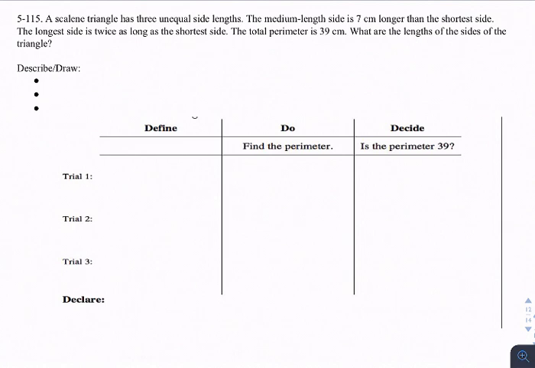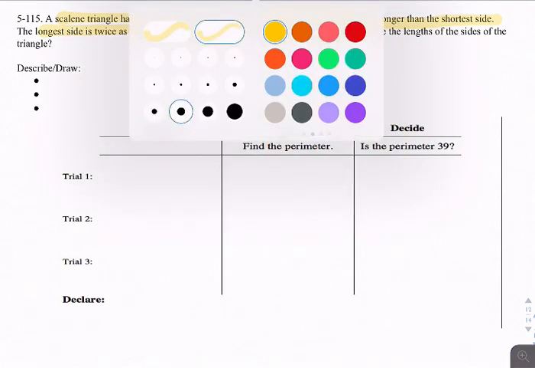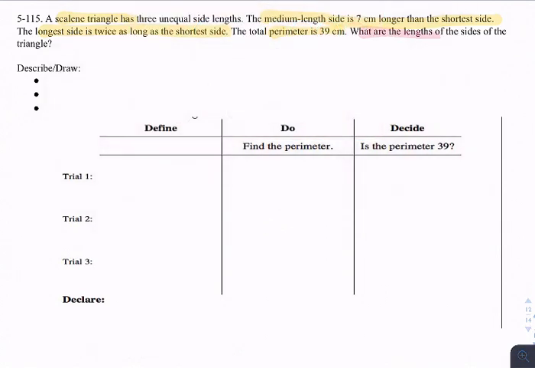So I always like to start by highlighting some of the important information. So it's a scalene triangle, 3 unequal side lengths. Medium side is 7 centimeters longer than the shortest side. Longest side is twice as long as the shortest side. Perimeter is 39. And then we always should know what the question is as well. So what are the lengths of the sides of the triangle?